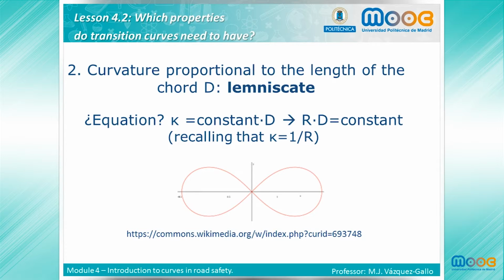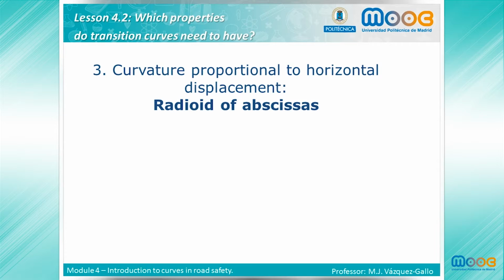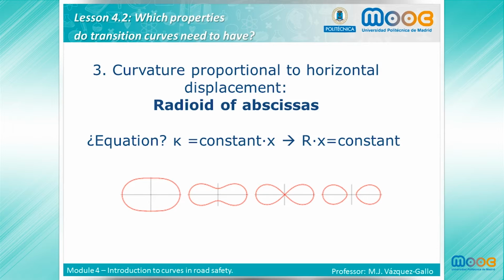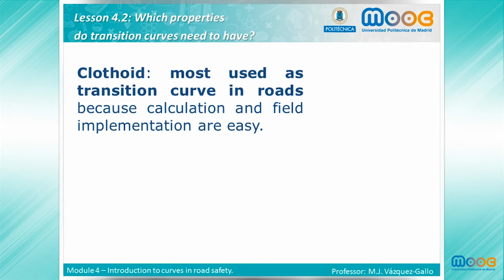Finally, in the third case, we look for a curve such that the curvature kappa is proportional to the length of the horizontal displacement, that is, the length of the abscissa, say x. The equation of this curve will be kappa equal to a constant times x, and the corresponding curve is called radioid of abscissas. These are oval curves that, in the particular case in which the chord is horizontal, turn out to be a lemniscate. Having at least these three possibilities, the clothoid is the most used as transition curve in roads because calculation and field implementation are easy for these curves, as we will see later.